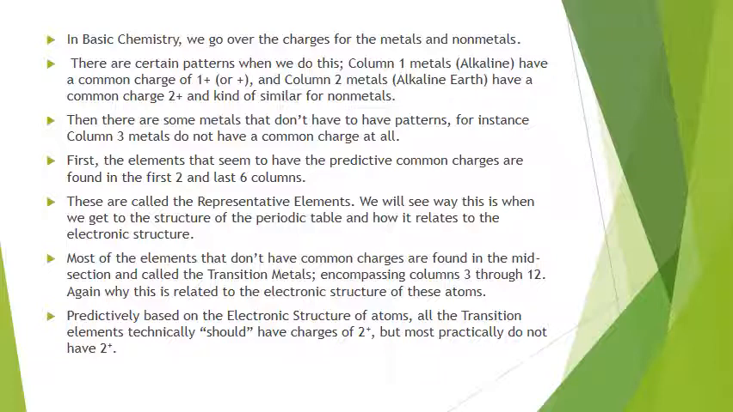There are certain patterns. Column 1 metals, the alkalis, have a common charge of 1 plus. Column 2 will have 2 plus. It's similar for the nonmetals: fluorine is 1 minus, and everything in fluorine's column gets 1 minus. Everything in oxygen's column gets 2 minus. Everything in nitrogen's column gets 3 minus, before it hits the zigzag line. We'll see why that is when we get into the structure of atoms.